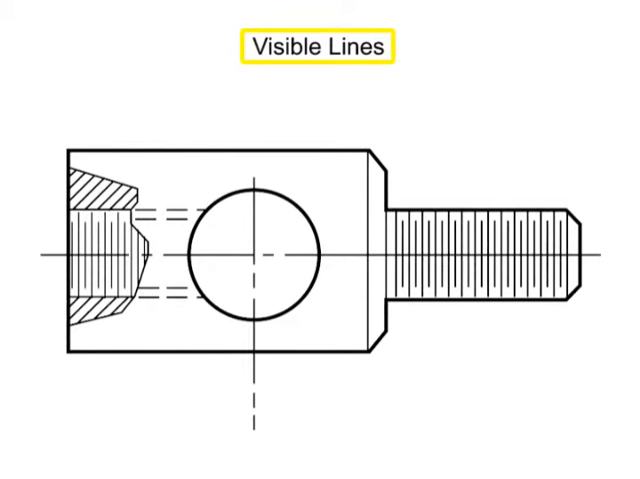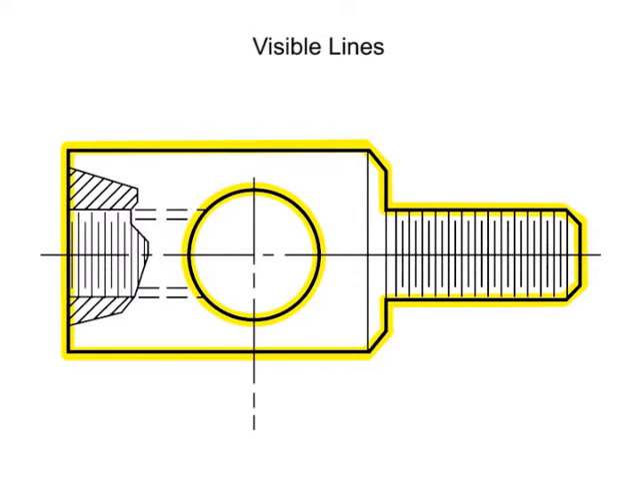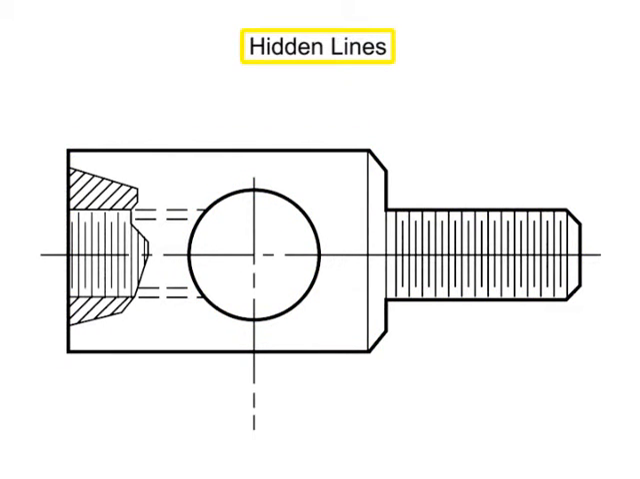Visible lines, sometimes called object lines, represent the edges or lines on an object. They are solid lines with a thick weight. Hidden lines consist of short dashes, evenly spaced. These lines are used to show the hidden features of a part. They begin with a dash in contact with the line from which they begin, except when such a dash would form a continuation of a full line.